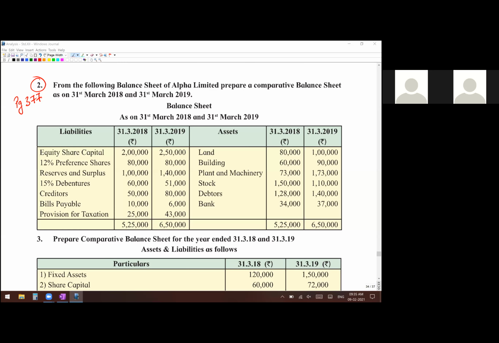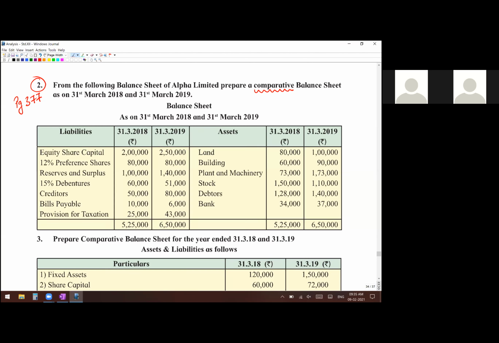All right, let's read this question first and then we will prepare the required things. Question number 2. From the following balance sheet of Alpha Limited, prepare a comparative balance sheet as on 31st March 2018 and 31st March 2019. They have given you the balance sheet in the horizontal format. They want you to prepare a comparative balance sheet. We will prepare it in the vertical format.